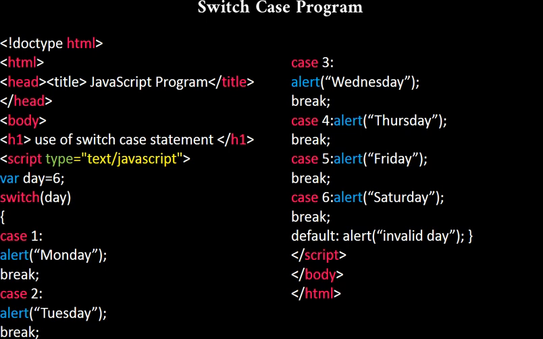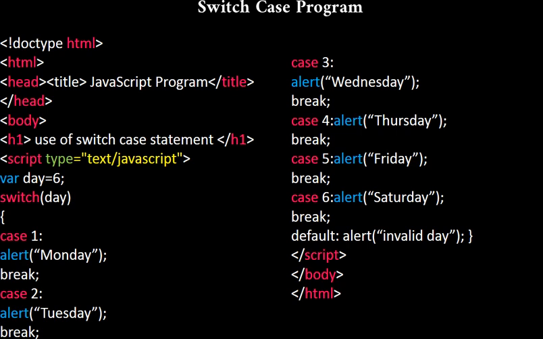Then we can start the case values. The first case value should be case 1, and then you can put the colon. Once you put the colon, then you can use a function. Any function you can use: document.write, or the alert function, or any other function. If you use the alert function, then you have to put the name of the day in brackets. So here Monday is put, then put a semicolon, and then you can use the break statement.